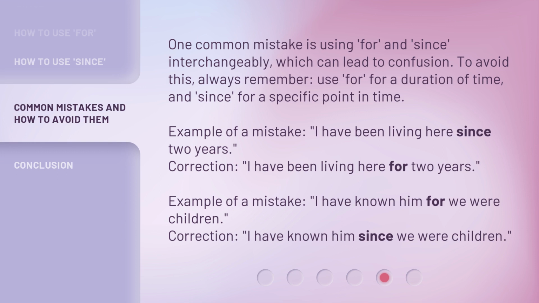Example of a mistake. I have known him for we were children. Correction. I have known him since we were children.